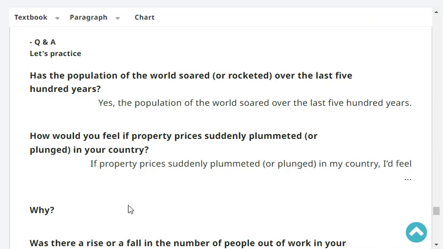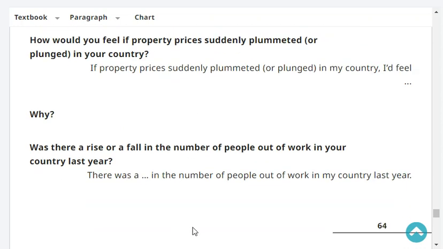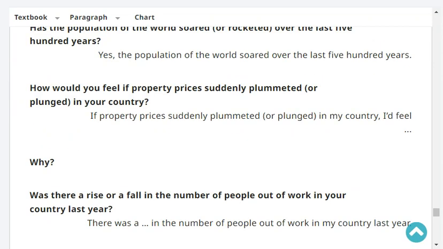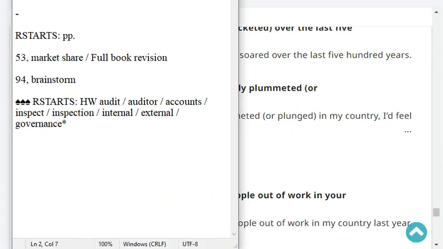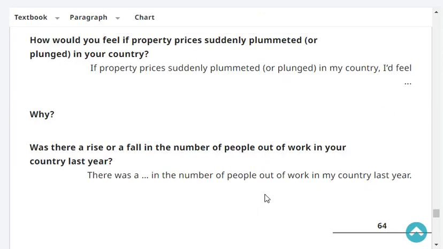Very good. How would you feel if property prices suddenly plummeted in your country? If property prices suddenly plummeted in my country, I'd feel very lucky. Why? Because I can buy a new house with a very reasonable price.